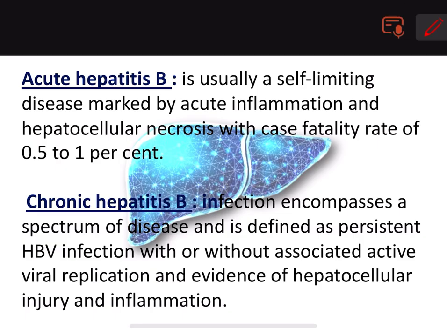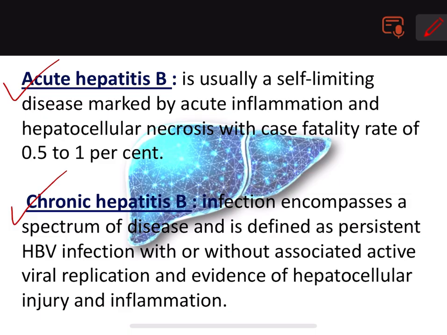So let us discuss some more about acute hepatitis and chronic hepatitis. Acute hepatitis B is usually a self-limiting disease. As I said, acute is very sudden short disease, so it is a self-limiting disease.